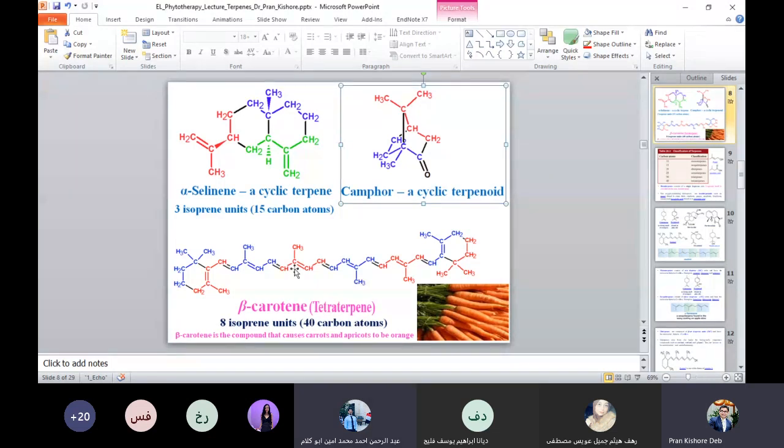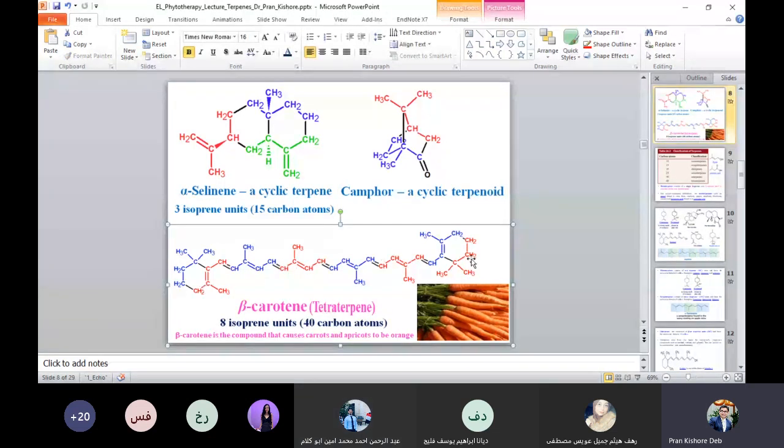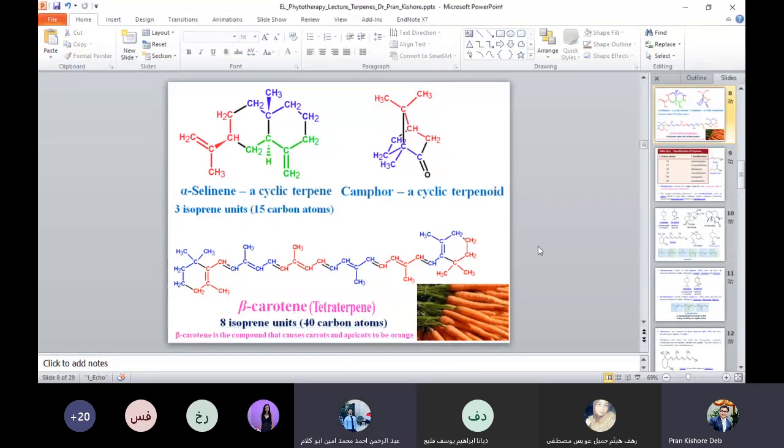Same as this, you see another one, another big giant terpene. Can you see that they are joined in head to tail? How many isoprene units are present? Unfortunately it is written: 8 isoprene, 40 carbon atoms. It is the structure of beta carotene, a tetraterpene. The classification, as I mentioned, I have not yet discussed. I will discuss it in the next slide. Beta carotene is a compound that causes carrot and apricot to be orange. So the orange color of carrot and apricot is because of this beta carotene.